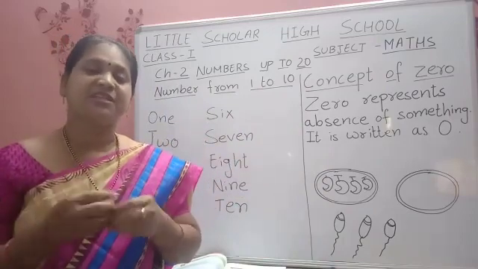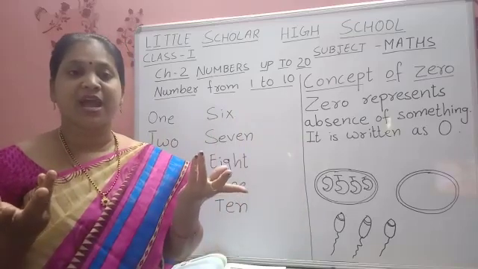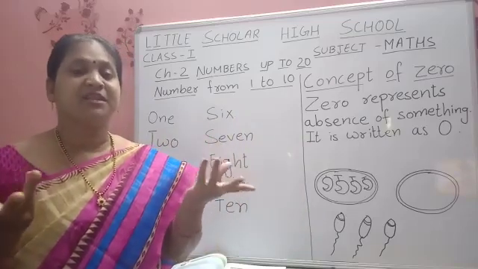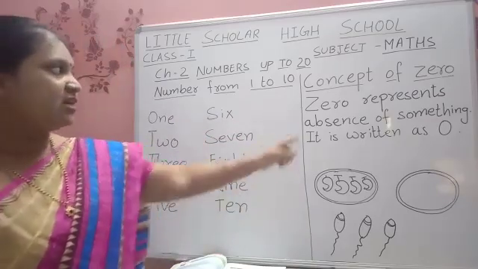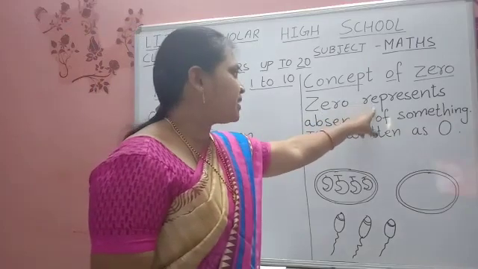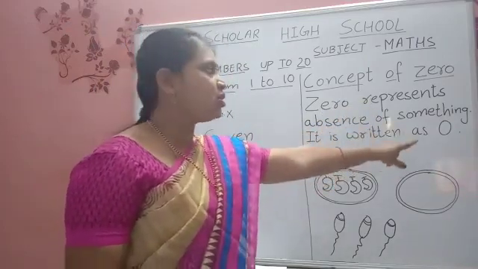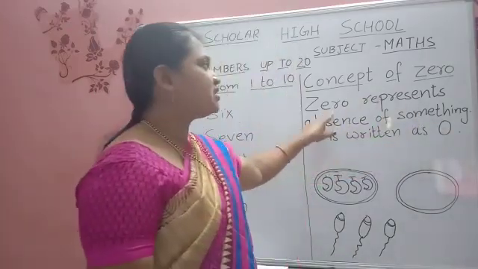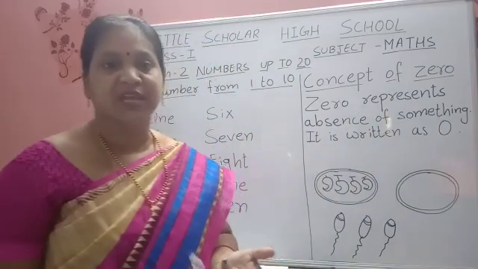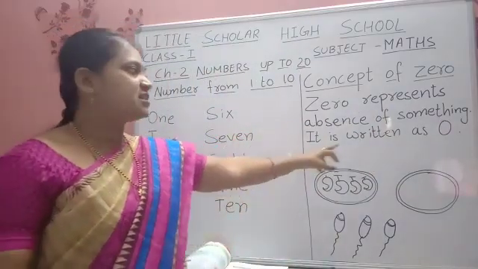I had 4 pens. I kept those 4 pens on the table. Now how many pens are there in my hand? Nothing. None. None means 0. In the same way, see here, 0 represents absence of something. It is written as 0. How will you write 0? This is 0. You will write 0 like this. 0 represents absence of something. 0 means nothing. None is there. Absent. It is written as 0.